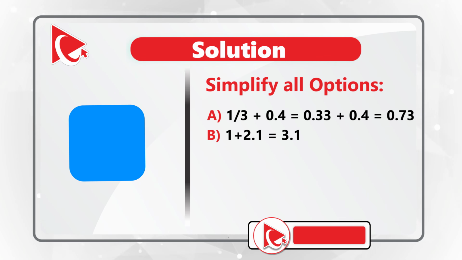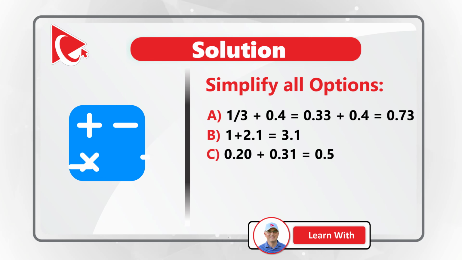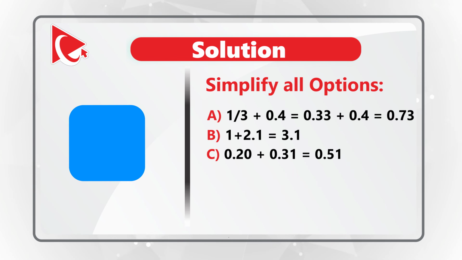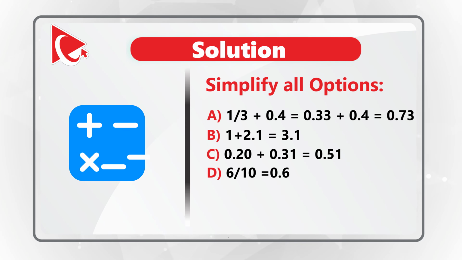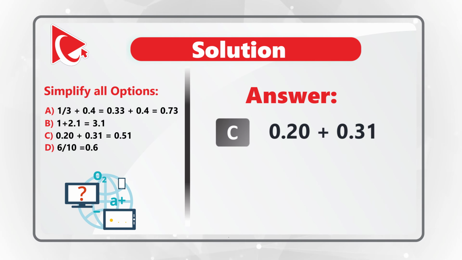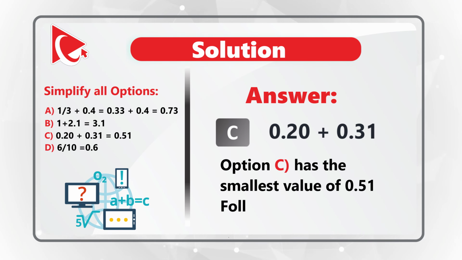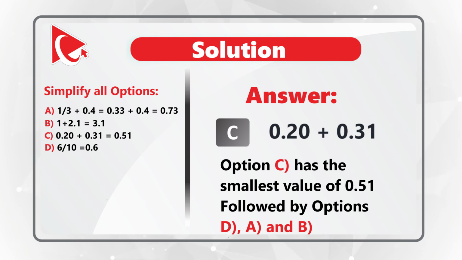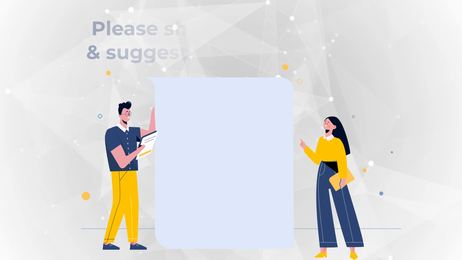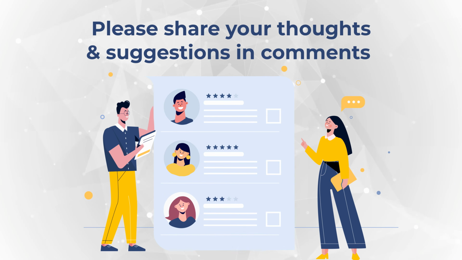Choice B, 1 plus 2.1 equals 3.1. Choice C, 0.20 plus 0.31 equals 0.51. And choice D, 6/10 equals 0.6. Which means, if you look at the answers, that option C has the smallest value of 0.51, followed by option D, A, and B. Was it challenging for you? Please share your thoughts and suggestions on how to better solve it in comments.